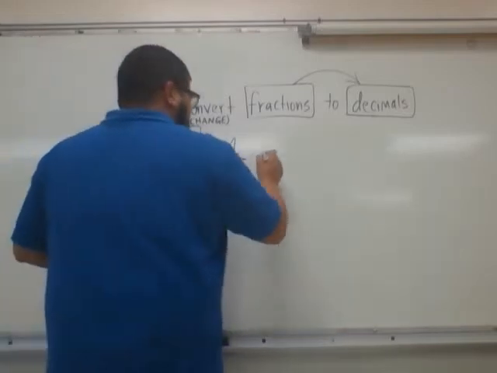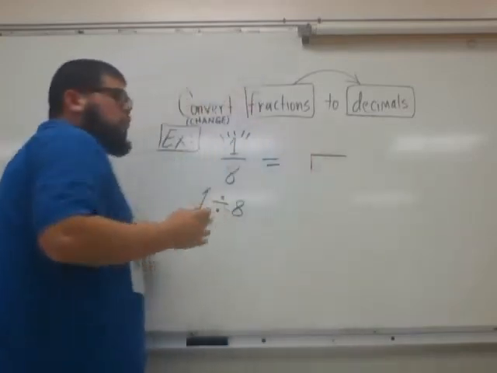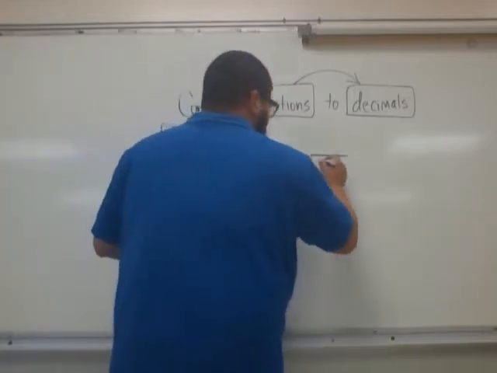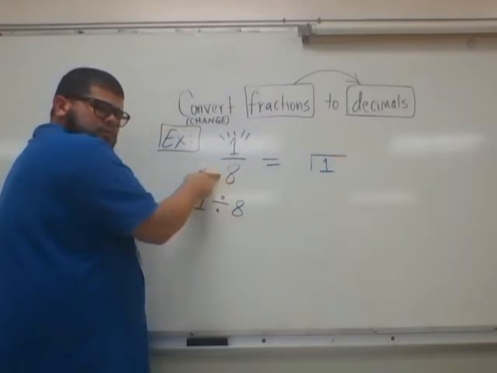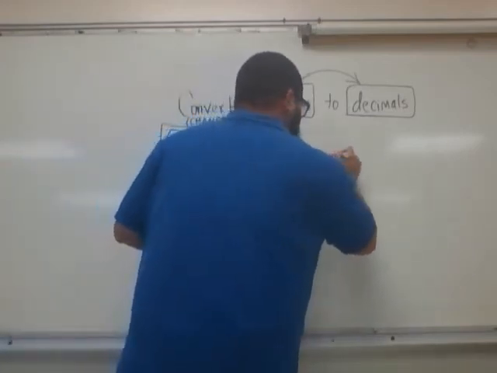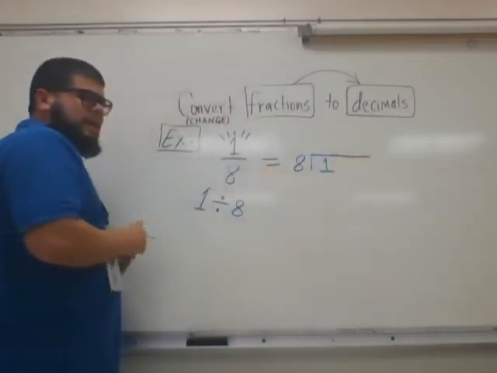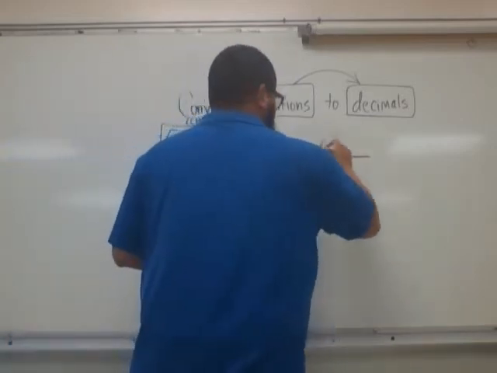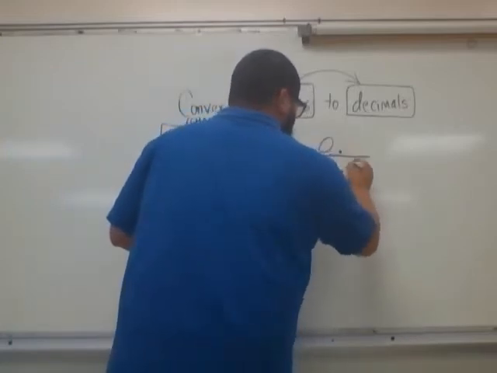Now, let's go ahead and work this problem out. 1's getting rained on, right? Where does it want to go? Inside, very good. 8, he's the crazy one. Where does he want to go? Outside, very good. Now, 8 goes into 1 how many times? 0. Very good.